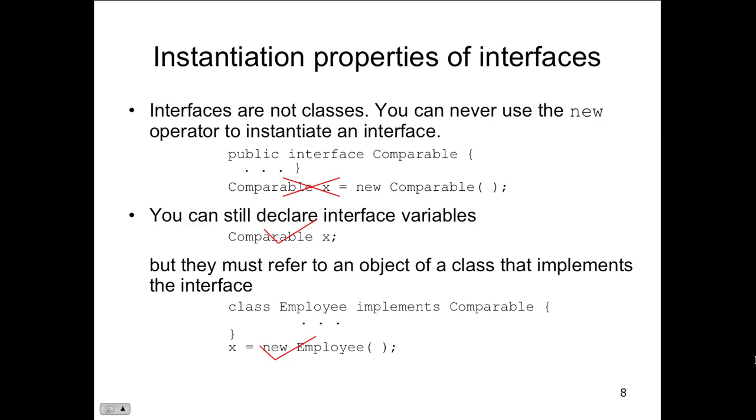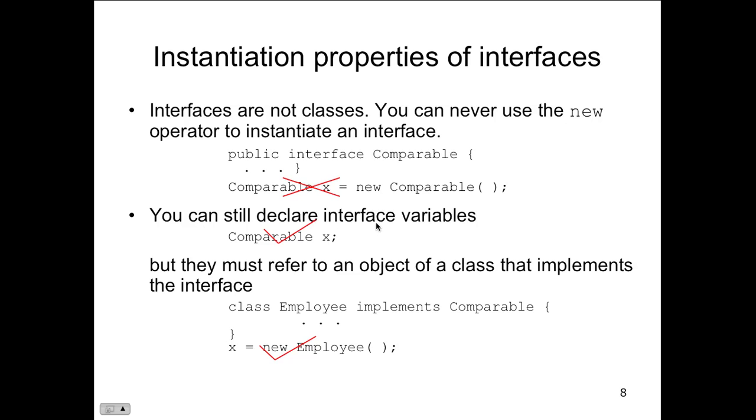Interfaces are not classes, so you can never use the new operator to instantiate an interface. So public interface Comparable. Comparable x is equal to new Comparable. No, can't make a new object. This x here is a reference. This is a reference variable, actually.